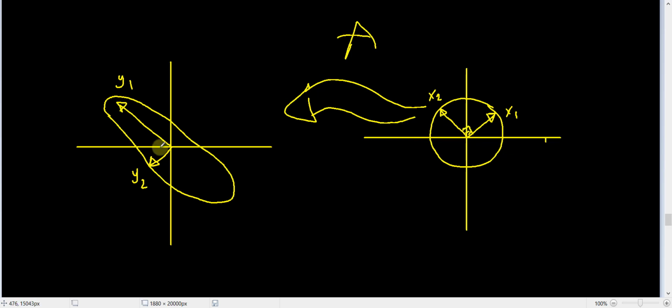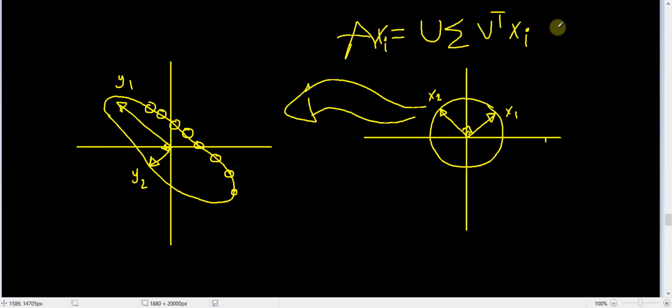Those are perpendicular and those are perpendicular, and those are the eigenvectors of the covariance matrix of the data points after the transformation. We have also seen that the matrix A is equal to U sigma V transpose, and so A multiplied by xi is equal to U sigma V transpose multiplied by xi, which is equal to yi. Here we can actually note something. Those x1 and x2 are actually v1 and v2, the vectors from the row space of our matrix A.